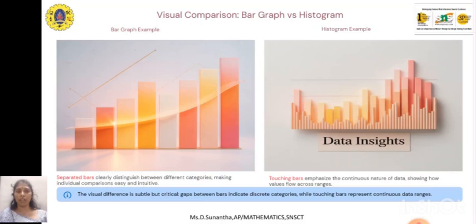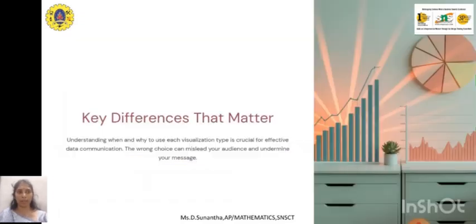Next is visual comparison, bar graph and histogram. Here let us see the bar graph in the first figure and the histogram in the second one. Separated bars clearly distinguish between different categories, making individual comparison easy and intuitive, whereas the touching bars emphasize the continuous nature of data, showing how values flow across ranges.